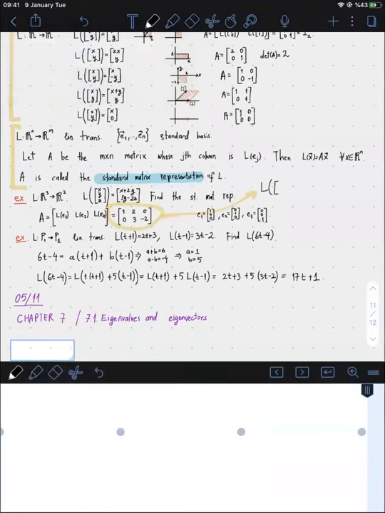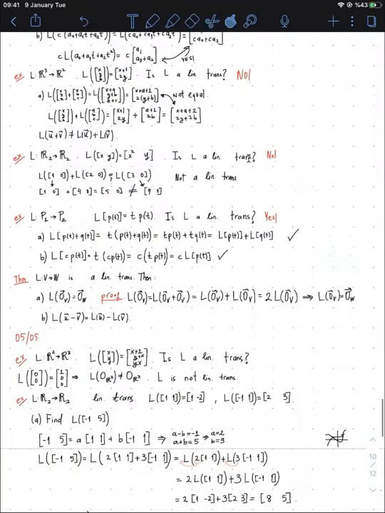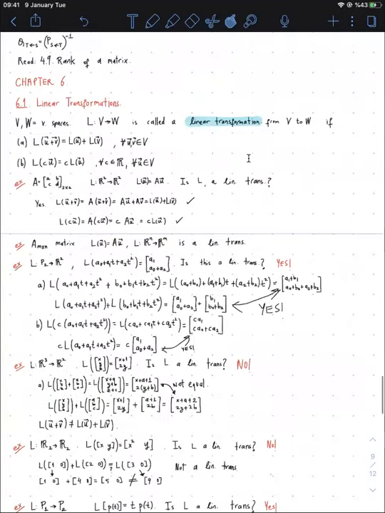Okay, so let's start our discussion for this week. What is an eigenvalue and what is an eigenvector? Let us recall what we did last week. Last week we discussed something called linear transformations.